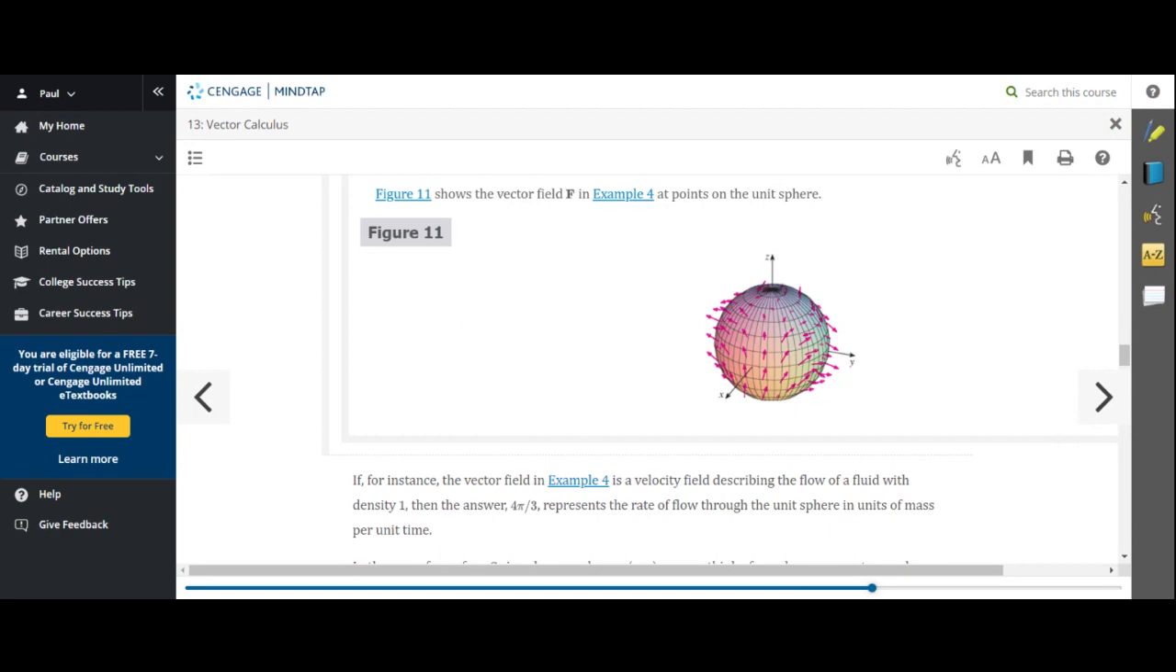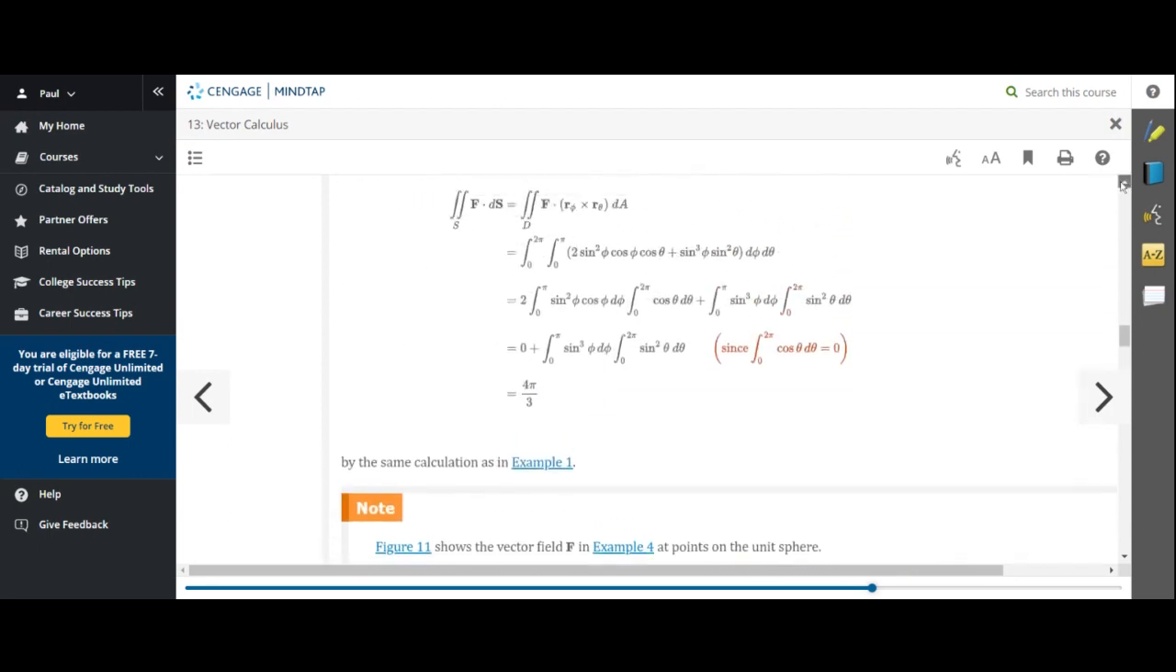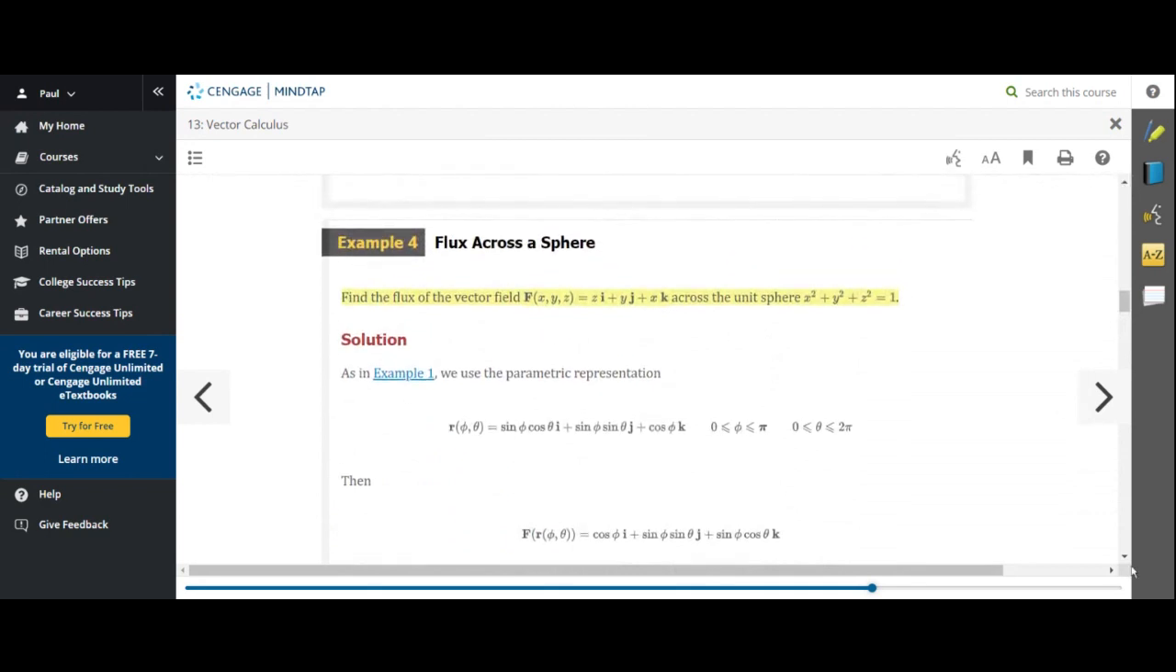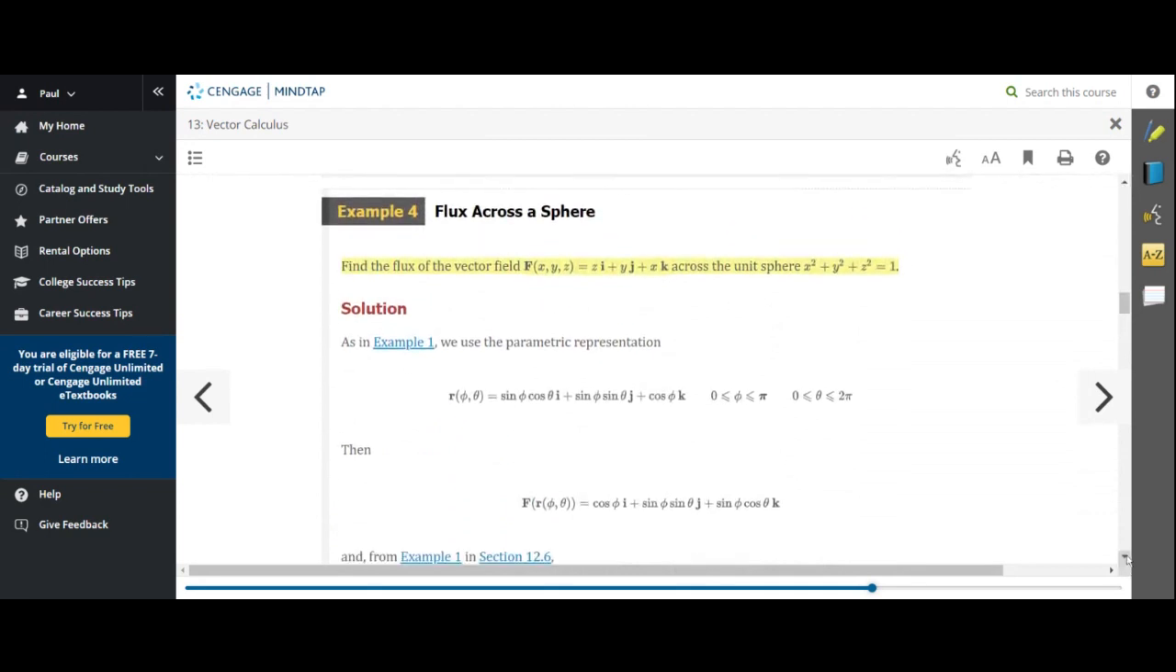Flux would be negative. That's right, Ryan. That's right, Diodath. Okay. So let's see how we approach this problem. Flux across the sphere.